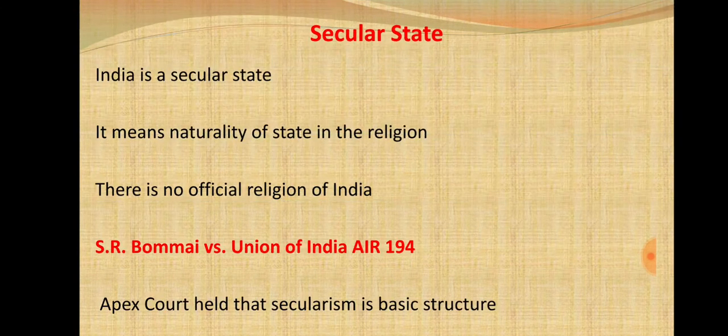Secular state. So friends, India is a secular state or secular nation because we are neutral in the matter of religion. The state shall not interfere in the matters of religion, and religion also shall not interfere in the matters of the state. So there should be a demarcation of the spheres of religion and state. And there is no official religion of India, meaning India will not promote or prefer any one religion over another.